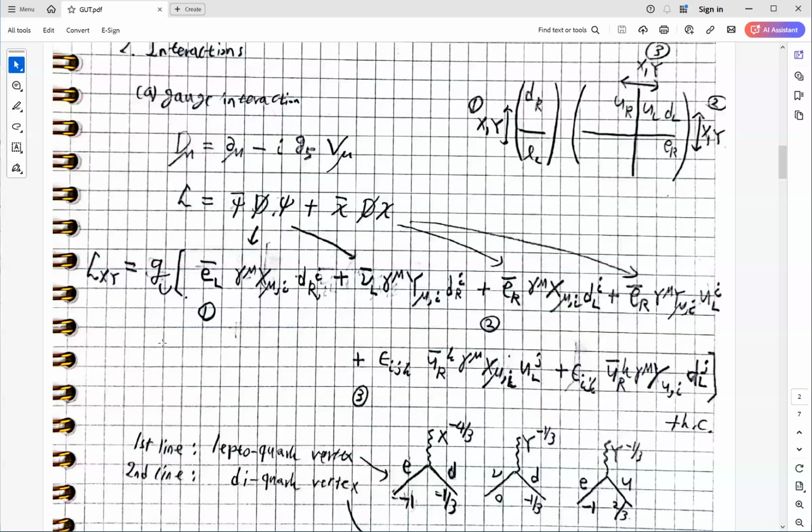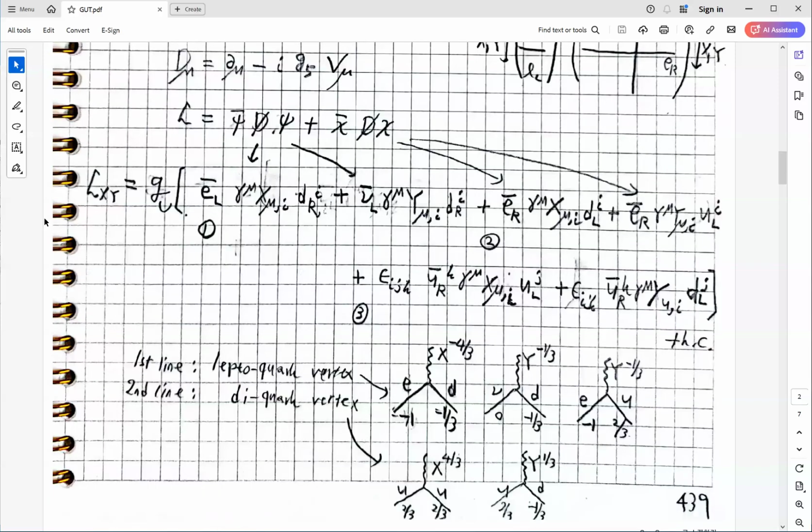We can draw the baryon diagram vertex for this gauge interaction. First of all, the first term, there will be the left-handed electron and right-handed down with the X gauge boson exchange.